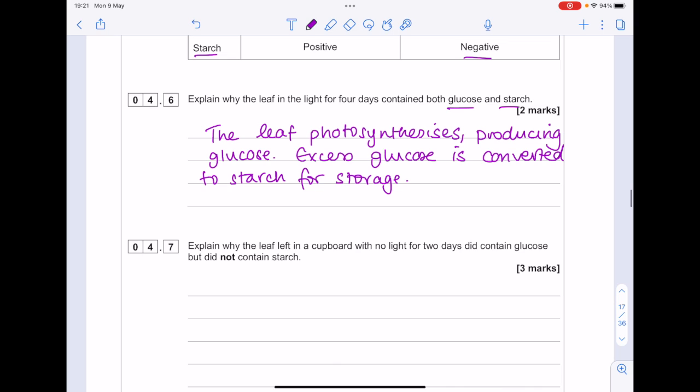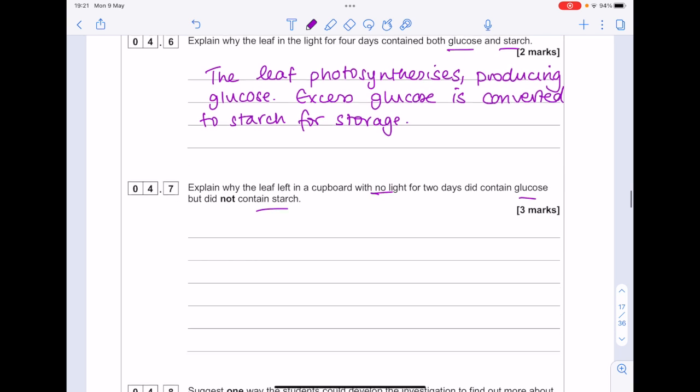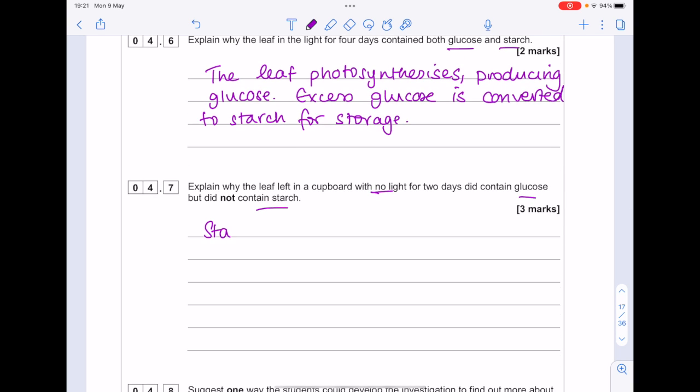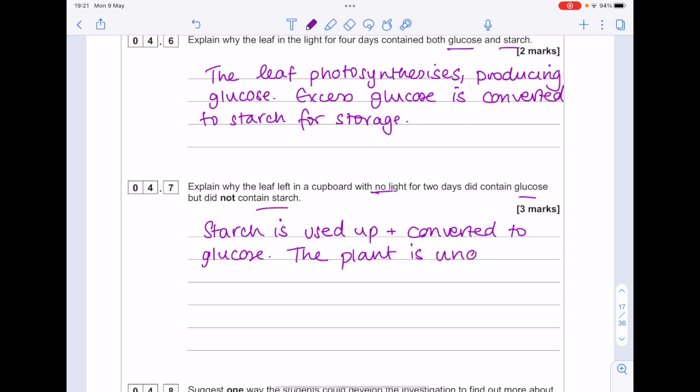Explain why the leaf left in the cupboard with no light contained glucose but did not contain starch. I already mentioned that above. Because it can't photosynthesize, starch is used up and converted to glucose. The plant is unable to photosynthesize due to the lack of light, so no glucose is made, hence the need for converting starch to glucose.